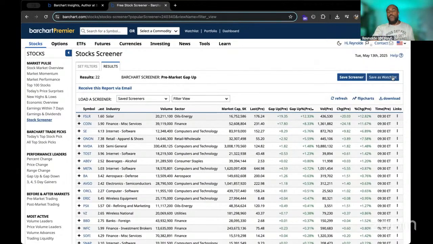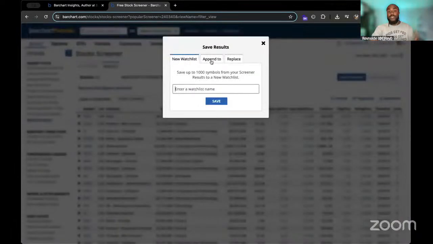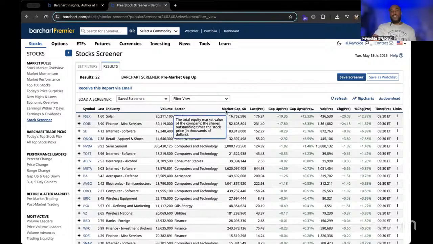Okay. So you can watch these so you can come back, you can click this and save the whole watch list. Okay, so I can create a whole gap trade watch list for this week. You can replace an old one. Let's say you're just trading gaps throughout the week. You can replace them or append it, right? So there's different ways that you can kind of navigate this.